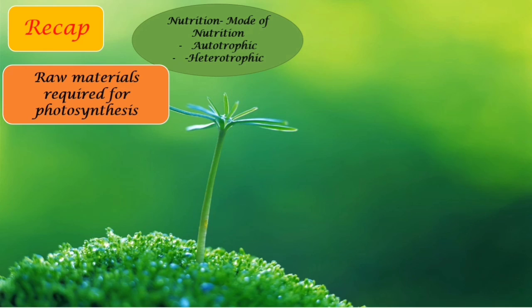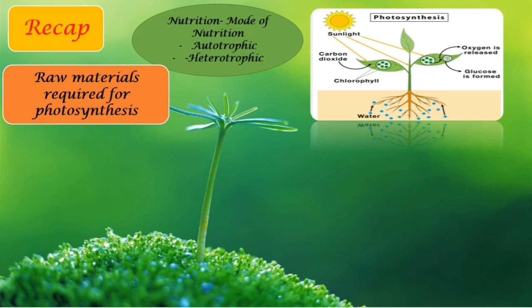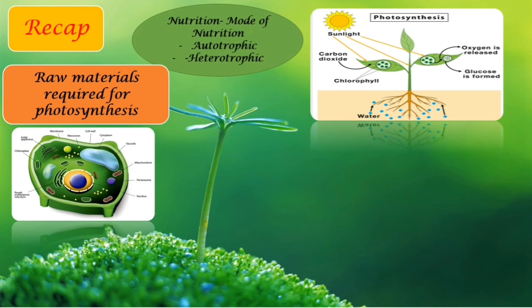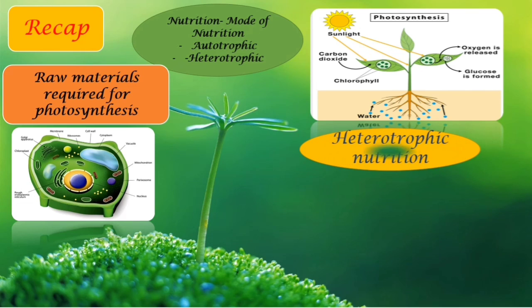So what does it require? The raw materials: carbon dioxide, water, and minerals. Along with it, sunlight is trapped with the help of chlorophyll, and this is how the photosynthesis process happens and autotrophic nutrition takes place. We also learned in detail about the plant cell and where the organelle chloroplast is present, and how it is helpful in photosynthesis by producing the pigment called chlorophyll. We also learned some other pigments like xanthophyll and lycopene, which are responsible for yellow and red colors.